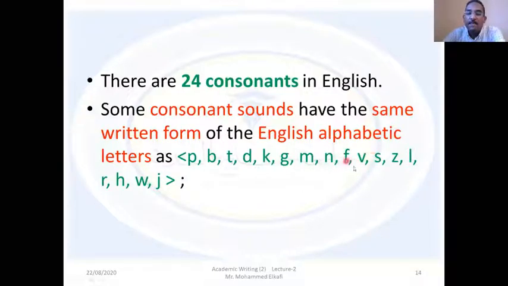and va, as in the form of the letter V, sa, as in the letter S, za, as in the letter Z, and la as in the letter L, and ra as in the letter R, and ha as in the letter H, wa as in the letter W, and ya.